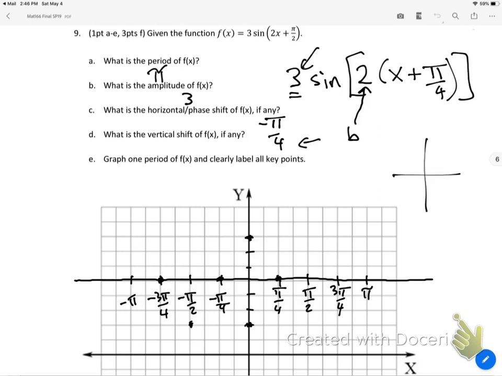So, a regular sine graph, if you remember, kind of looks like that, between 0 and 2 pi, okay? So this is going to look like this if I move it negative pi over 4. Something like that, okay? There we go. I've just shifted it. Obviously, if I keep on going, that'll be something like over here, something like that.